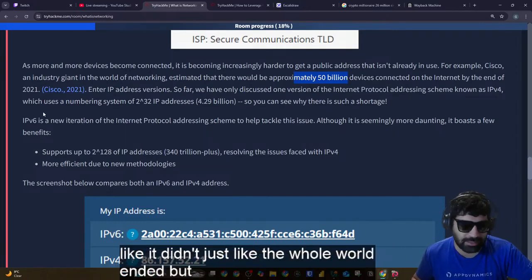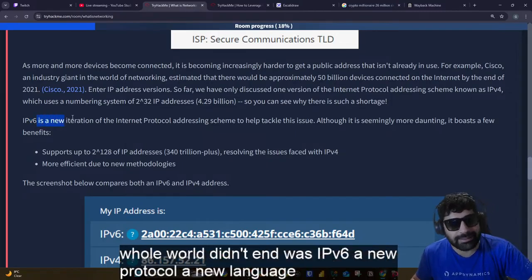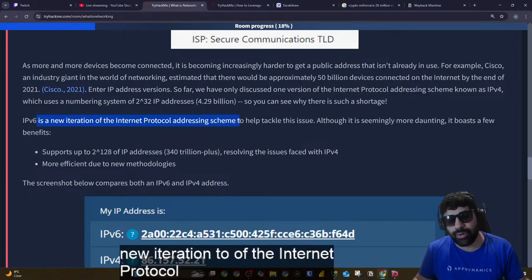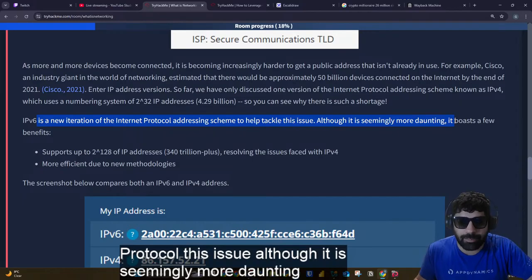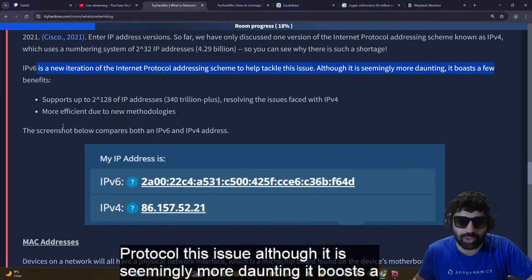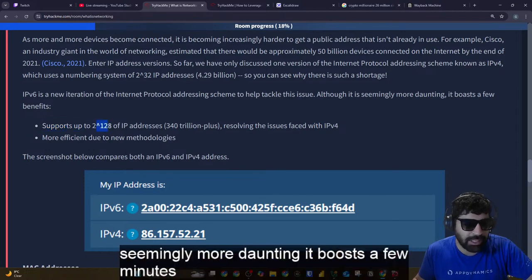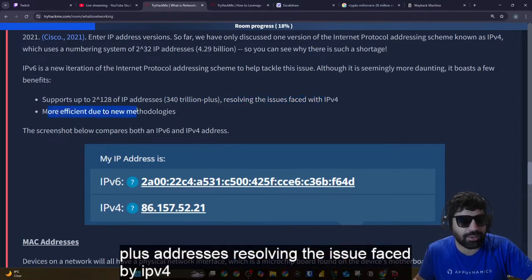But another reason the whole world didn't end was IPv6, a new protocol, a new language. This is a new iteration of the Internet Protocol addressing scheme to help tackle this issue. Although it is seemingly more daunting, it boasts a few benefits. It's supposed to have 2 to the power 128 IP addresses, so 340 trillion plus addresses, resolving the issue faced by IPv4 more effectively due to new methodologies.